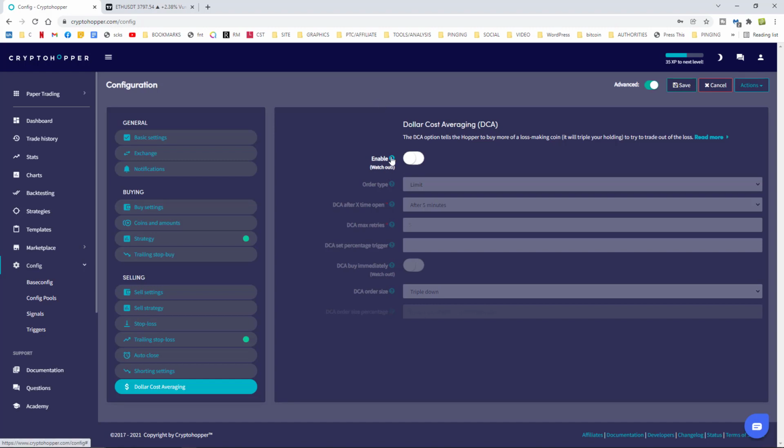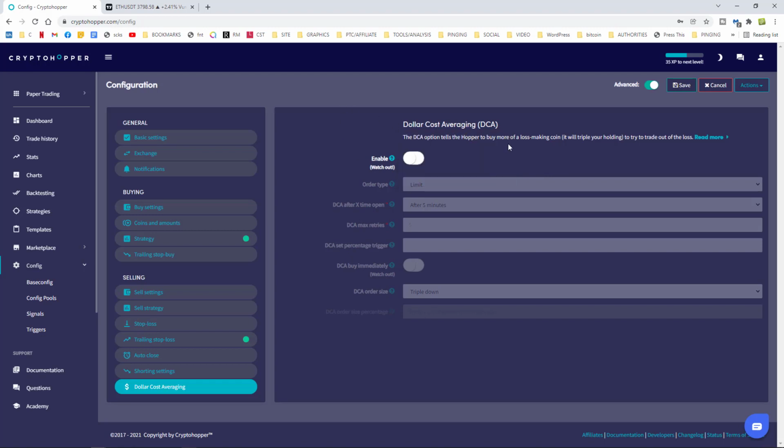Watch out. The DCA option tells the hopper to buy more of a loss-making coin. It will triple your holding. Try to trade out of the loss. This is a high-risk option, so use with care. Check the documentation for more info.